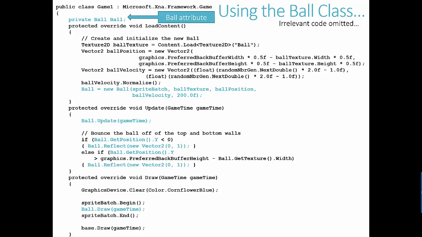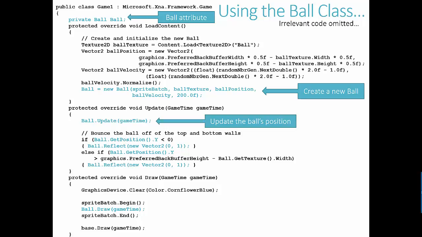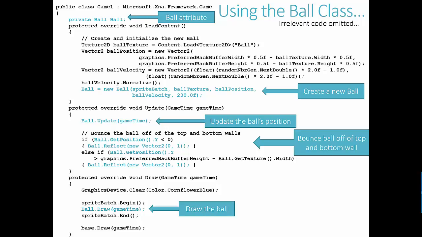Then, in the load content method, we create the actual ball object. We give it a sprite batch, texture, position, velocity, and speed, which represent the number of pixels to move per second. In the update method, we call the ball's update method, which will move it to its new position. Then we bounce the ball off the top and bottom walls. I've omitted the paddle interactions for simplicity. Finally, in the draw method, we draw the ball by calling its draw method.